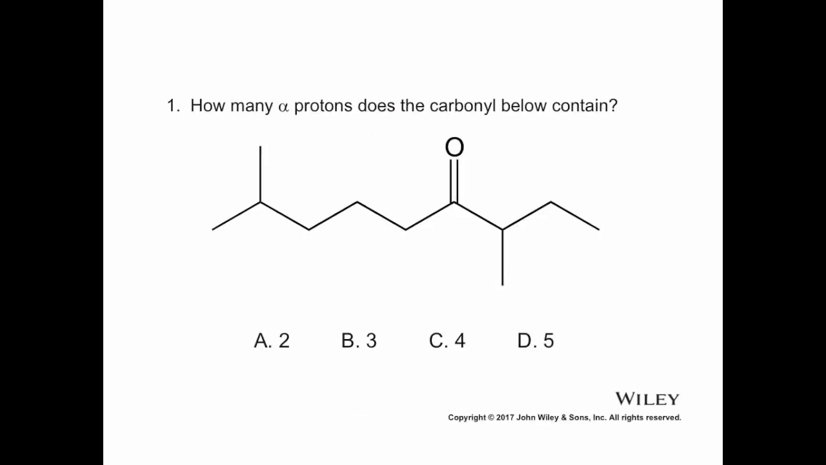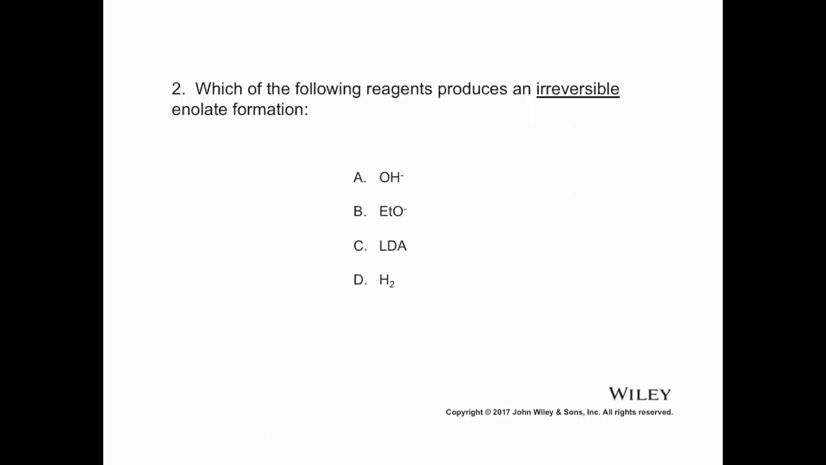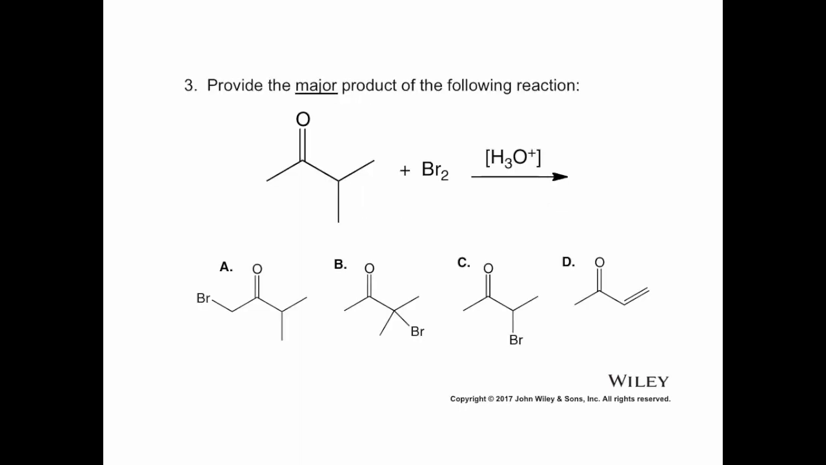Okay, test yourself. So for this one, how many alpha protons does the carbonyl below contain? Number 2, which of the following reagents produces an irreversible enolate formation? And I should clarify for a ketone or an aldehyde. So for example, for acetone. For this, look at this starting ketone. You're going to react it with acid and bromine. And what is the major product? A, B, C, or D?